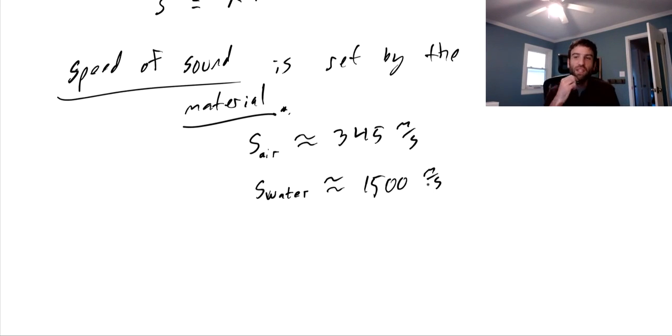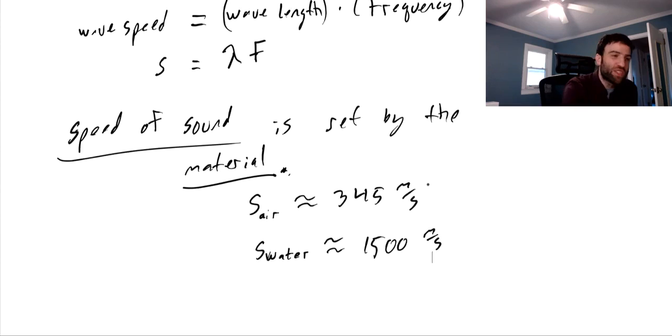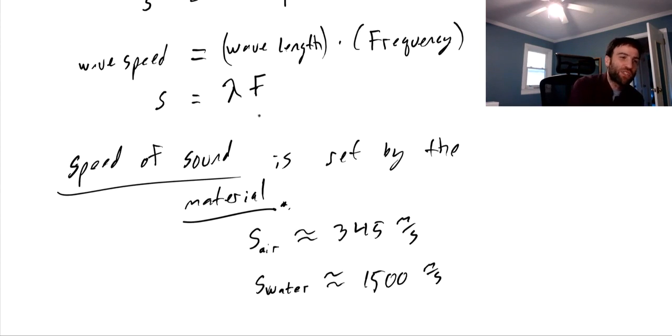Okay. So what this equation is telling us is not that, as you change frequency, for instance, the speed changes. It's that the speed is physically fixed by the properties of the material sound is moving through. And so the product of wavelength and frequency has to stay constant.